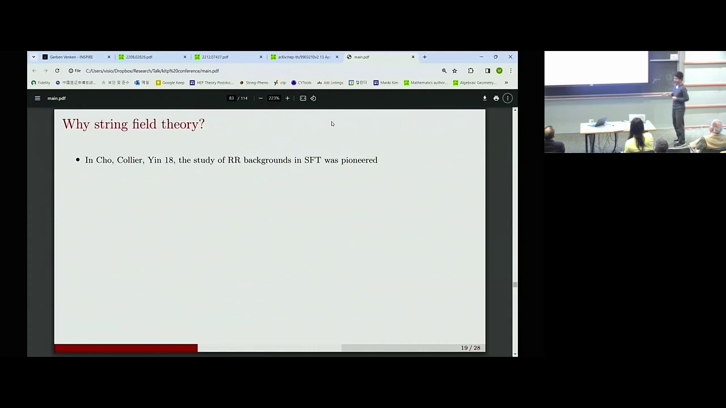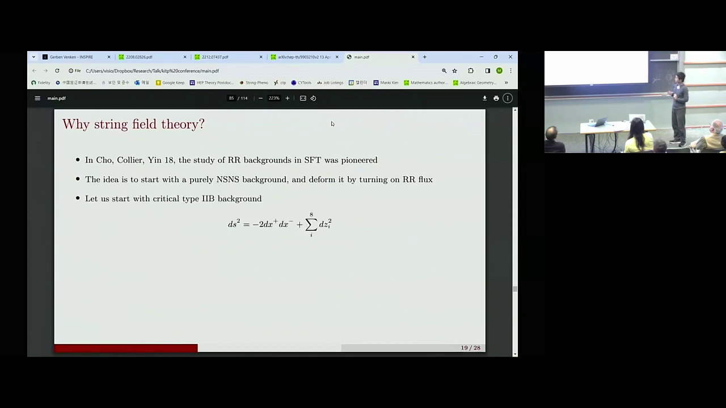So why string field theory? Although I've been telling you string field theory is great and all, why in particular for me? In this recent paper by Minjae, Scott and Xi, they actually pioneered how you can use string field theory to study Ramond backgrounds. The idea is really simple. What you're supposed to do is to start with the worldsheet CFT that describes the NS background, and then you can deform it by turning on some Ramond fluxes.